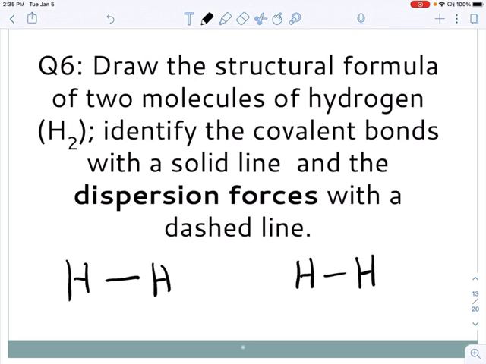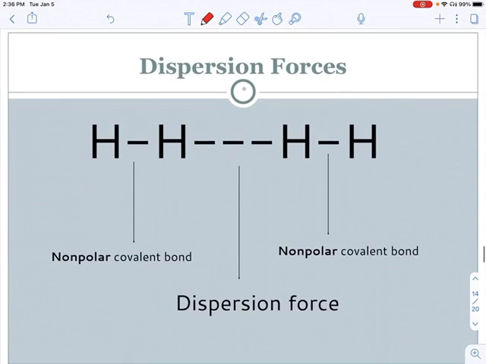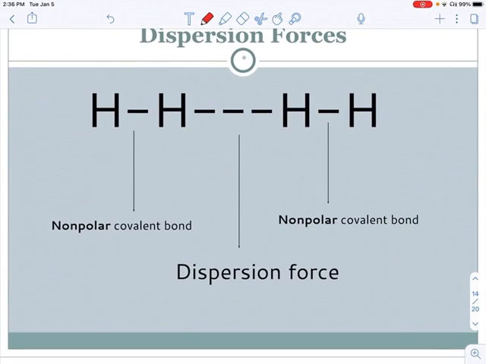And because of the fact that electrons move randomly, sometimes electrons might cluster around one hydrogen. So it might just happen that this hydrogen ends up partial positive and this hydrogen ends up partial negative, just because of the random movement of electrons around these molecules. And this would give us a dispersion force. This would be our dispersion force. Okay? And that's shown again on this next slide. So that's our covalent bond between the hydrogen atoms, and then the force of attraction between the two molecules, our intermolecular force, is our dispersion force.